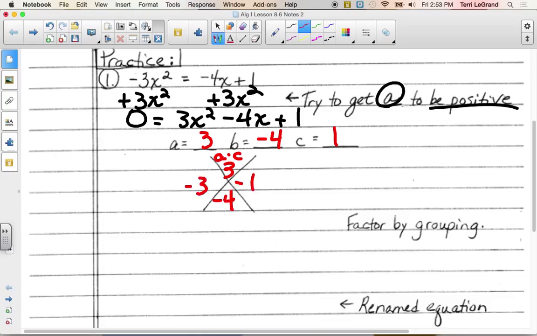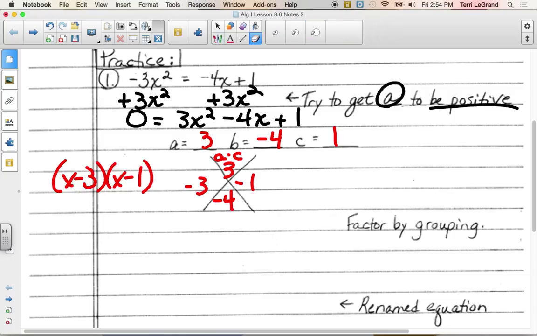Now, yesterday we'd have been ready to set up our factors, but we're not today. Even though many of you tried this in chapter 7, and then it cost you points on the assessment because you would have said right now, oh, it's x minus 3 times x minus 1. Would that FOIL back out to 3x squared minus 4x plus 1? No way. This would FOIL back to x squared minus 4x plus 3. That's not what we have.